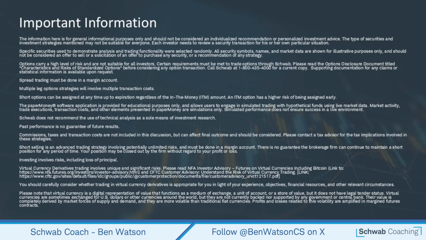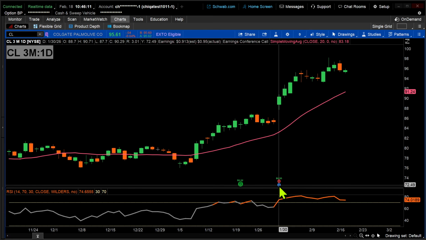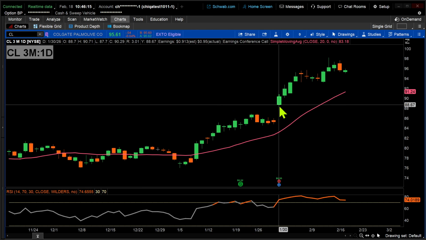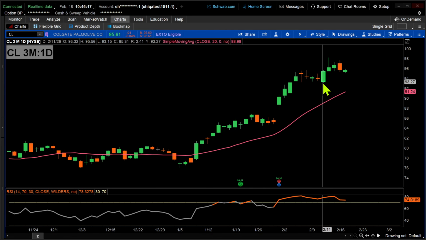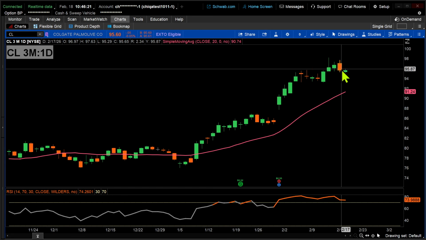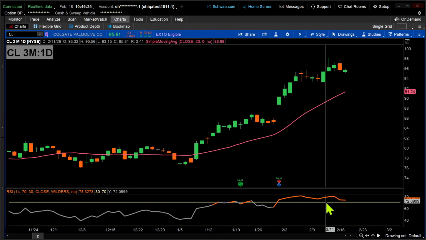So let's take a look here really quickly at Colgate-Palmolive around this last earnings announcement around the beginning of February. And we can see that the price of the stock made a gap to the upside, rallied up, and then pulled back into a little bit of a level of support, and now has rallied up, pulled back again, and is giving us the potential for another bull flag.